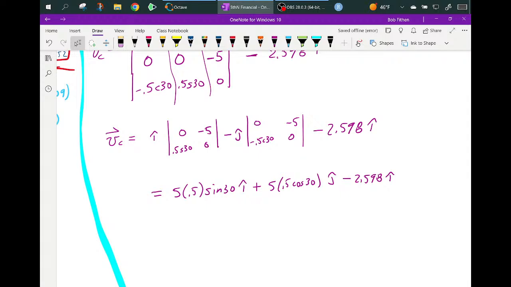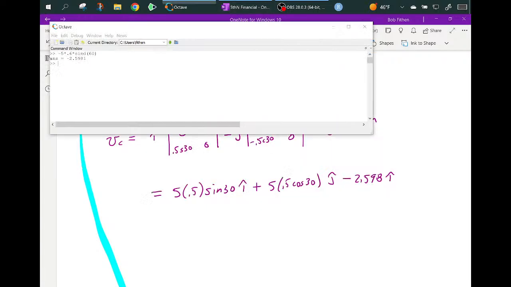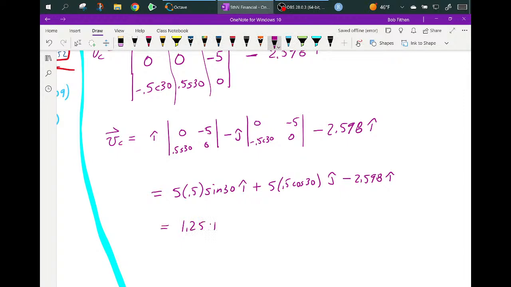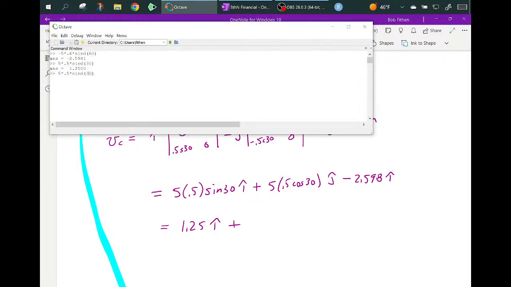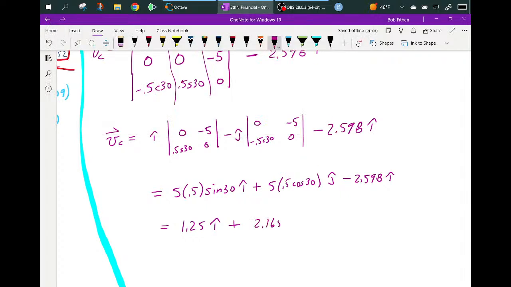Okay, let's see. 5 times 0.5 times sine of 30 degrees gives me this term, 1.25 plus, go ahead and just change that to cosine, 2.1651, 2.1651 J minus 2.598I.